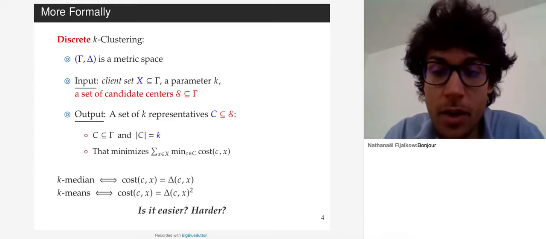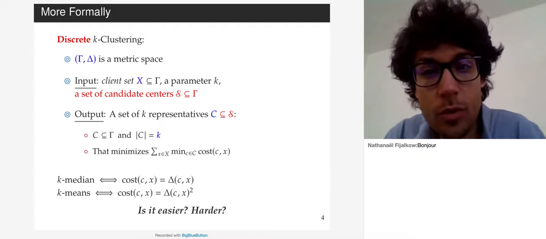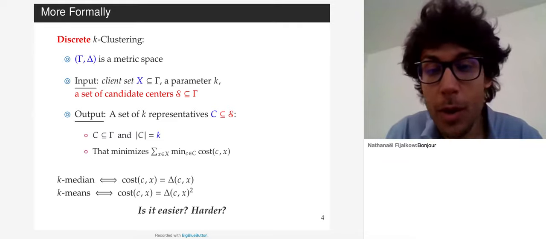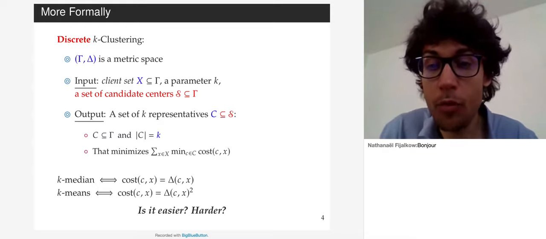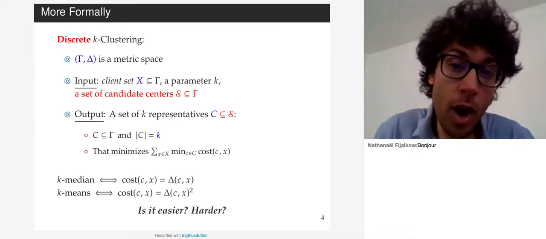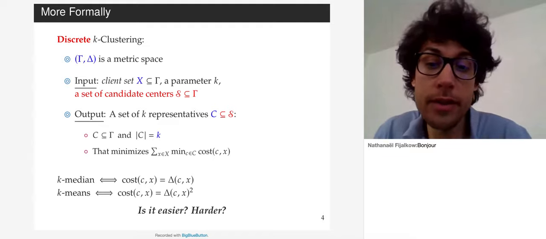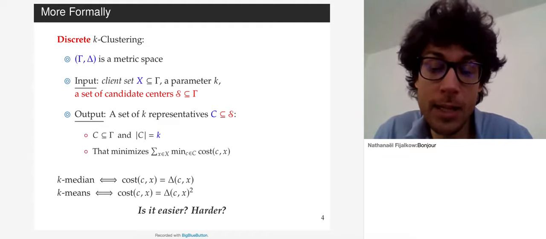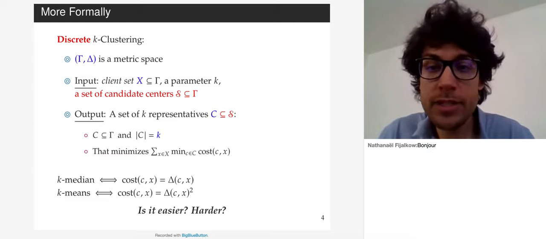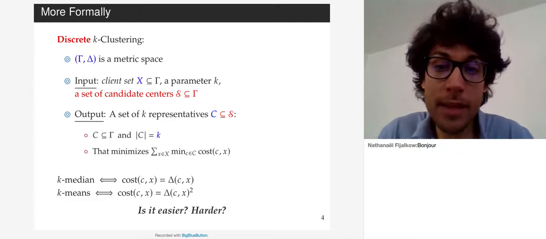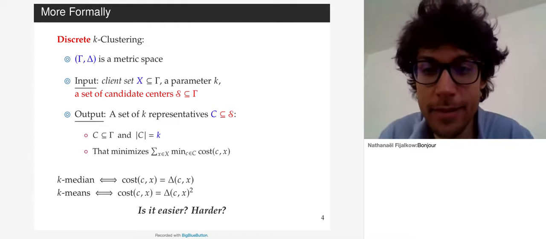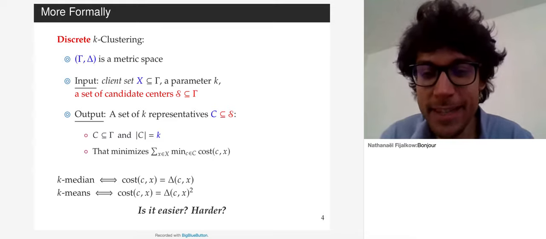Yet you can ask, is it easier or harder? When I move from the continuous to the discrete case, you can ask whether the problem is going to be computationally harder or easier, in terms of complexity. Now I'm constraining opt, the optimum solution, to live on these candidate centers. So I'm adding more constraints to opt. It's never clear whether this is going to make your problem easier or harder. And in fact, we'll see in this talk that depending on the underlying metric, it makes it harder or easier. So the answer to this question is, yes, it does in both cases. It does make it easier and harder.